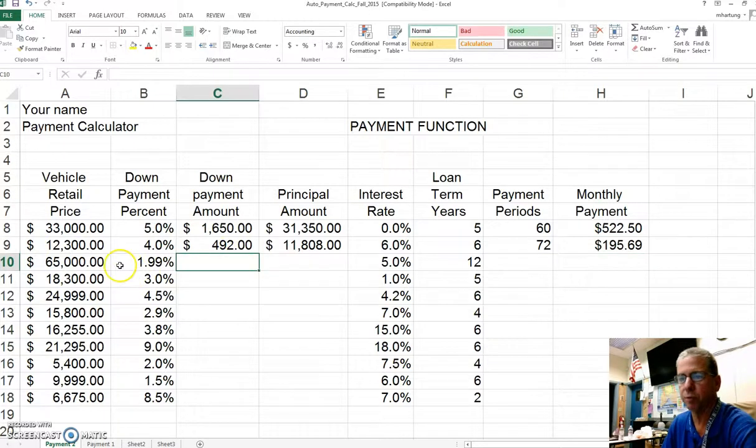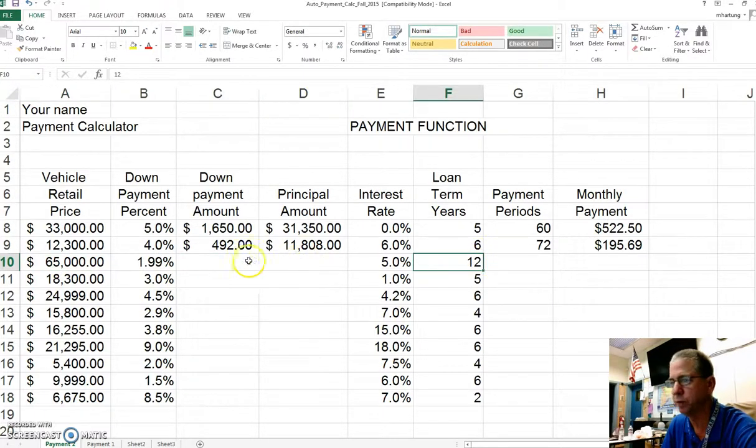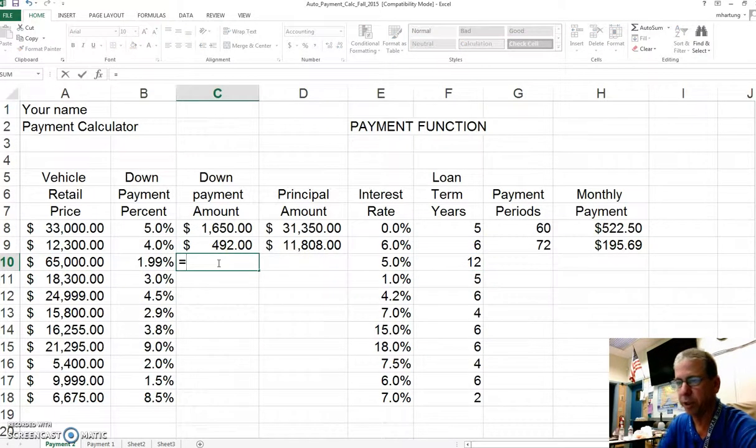All right, let's go through this worksheet real quickly. First thing to do, calculate the down payment. Here's the price of the vehicle. In this case, $65,000 vehicle. Maybe we'll buy a motorhome for this one, looking at a 12-year loan term. Equal sign. The vehicle price times the down payment percentage.